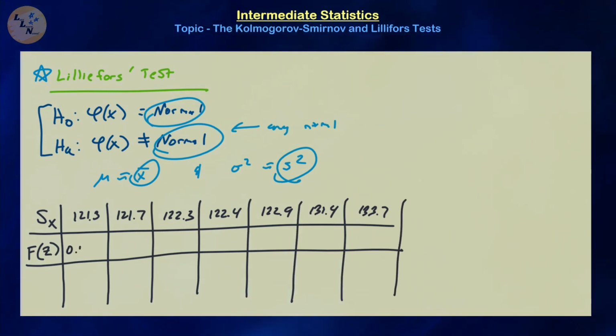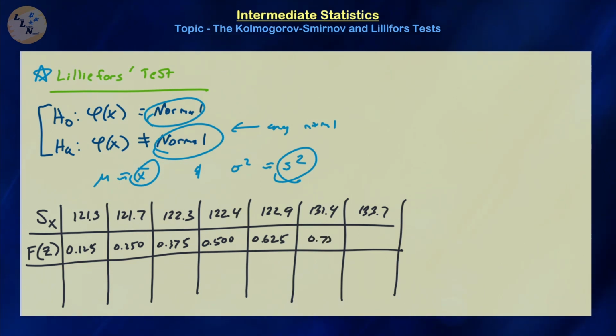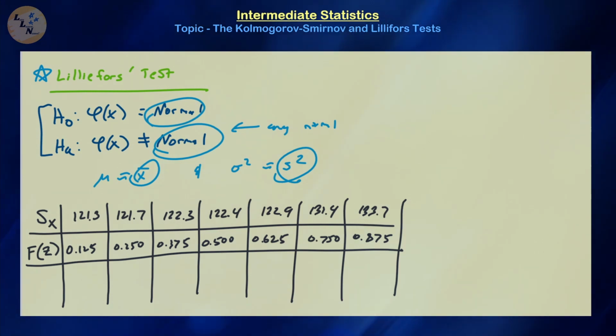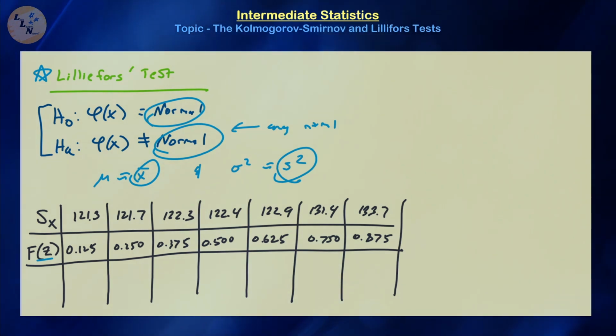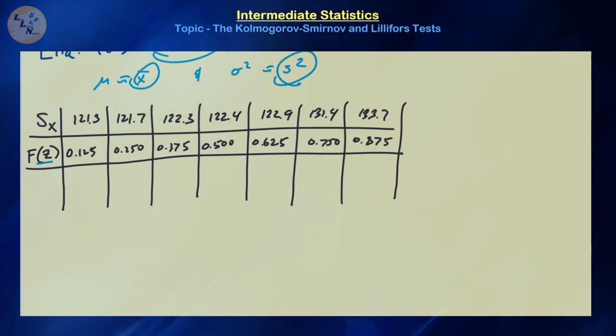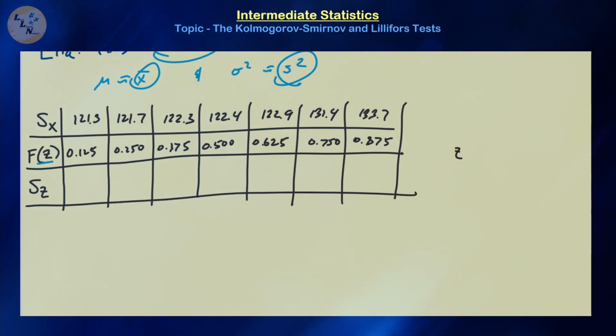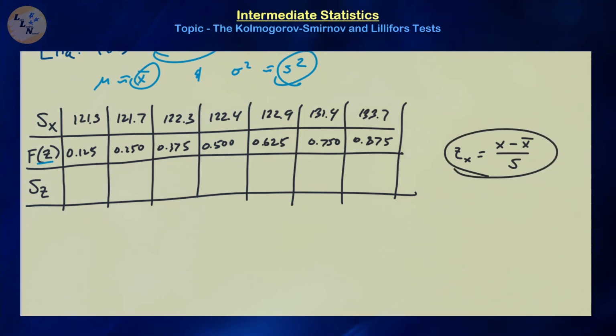So the very first value is going to be 0.125, 0.250, 0.375, and 0.500, 0.625, 0.750, and 0.875. Those are the same exact empirical values, but we're focusing on the z values instead. So we need to calculate the theoretical values that these Sx values are associated with under a standard normal distribution. Therefore, the very first thing we need to calculate should be the z-scores, right? Remember that the z-score for a particular x value is x minus the mean, divided by the standard deviation.